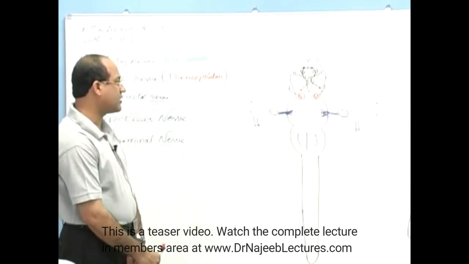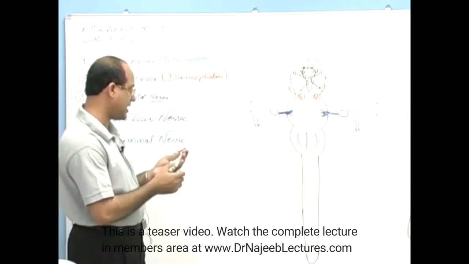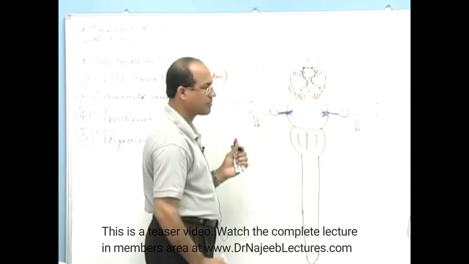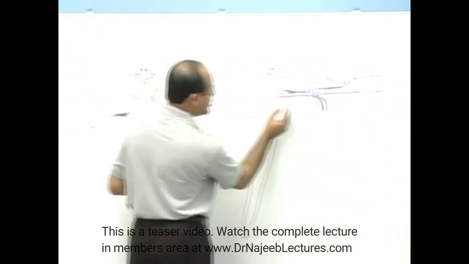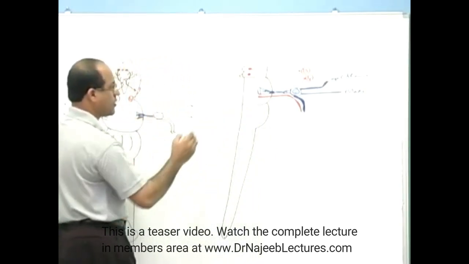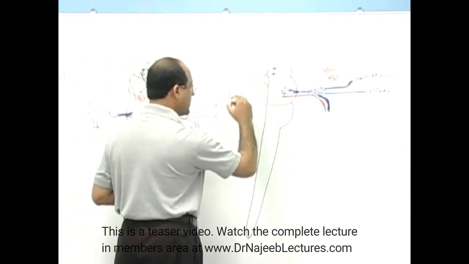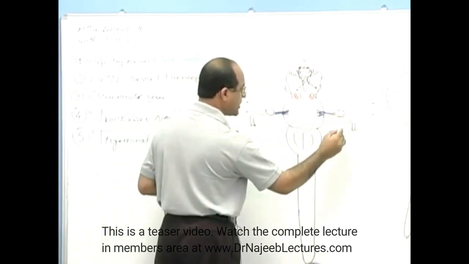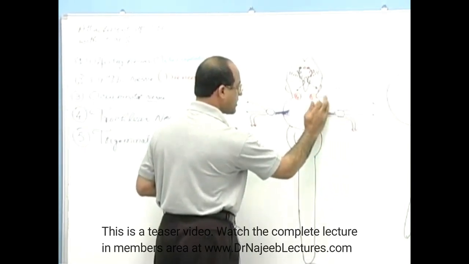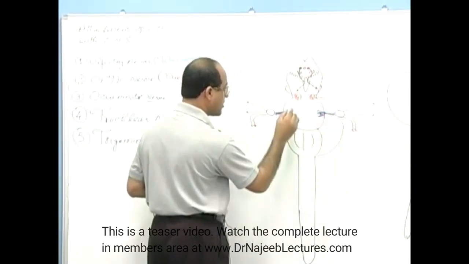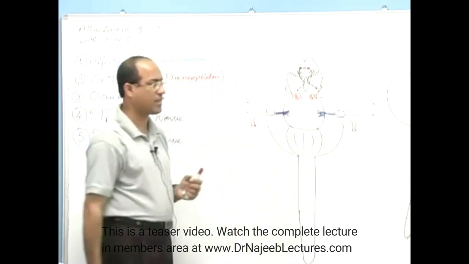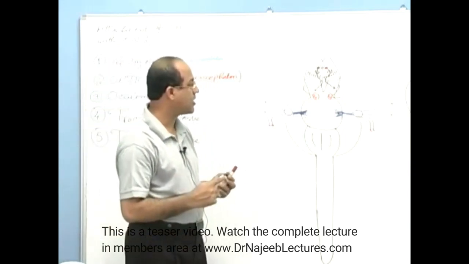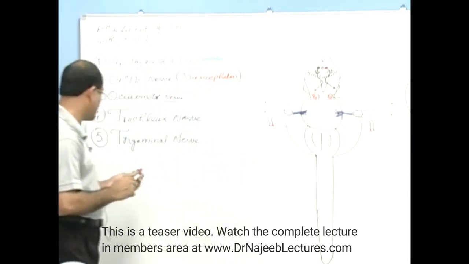Now we have to look where exactly the sixth, seventh, and eighth nerves are attached. Look here. This is the pontomedullary junction. And what is this structure behind it, posterior to it? Cerebellum. And we can draw the cerebellum on the back of it. Is it clear?